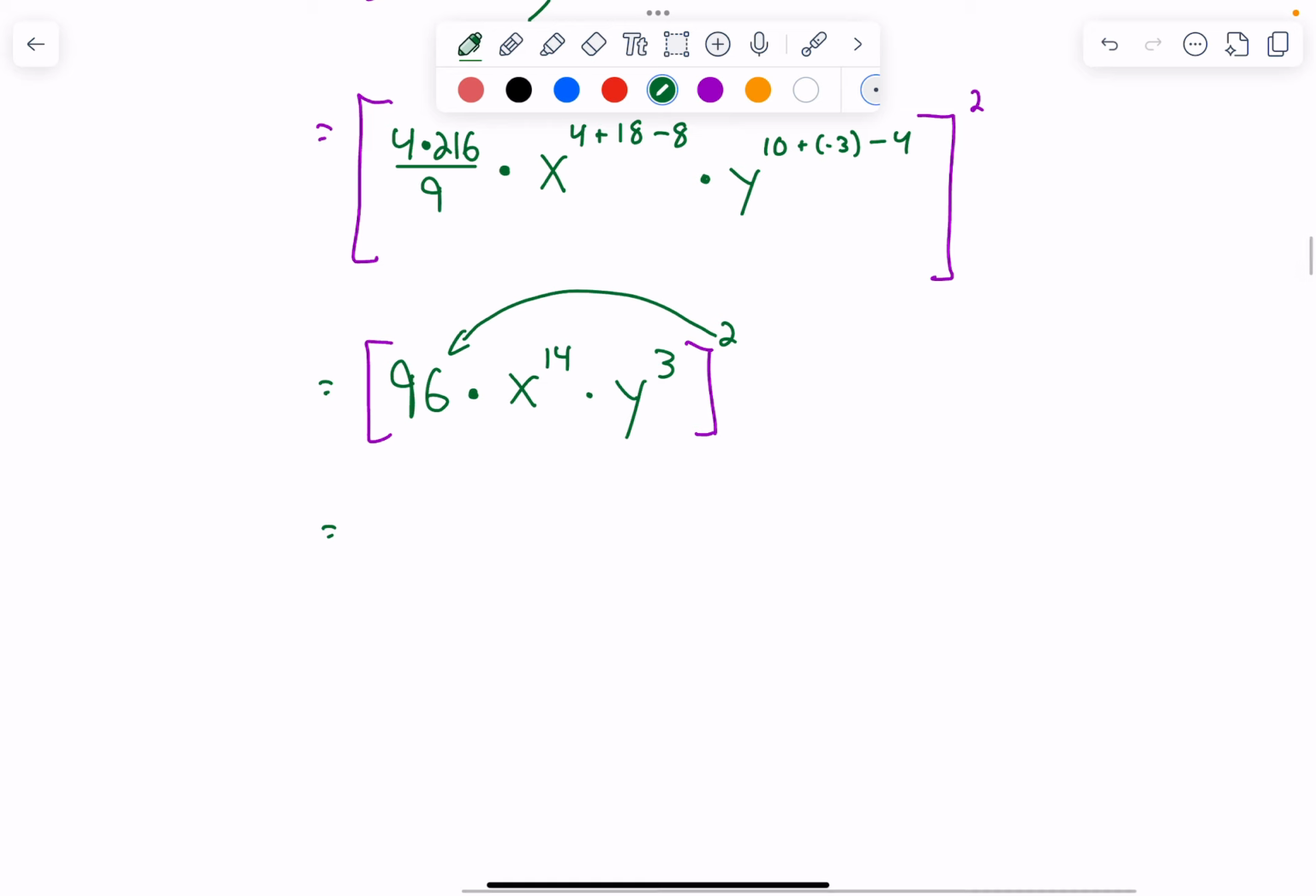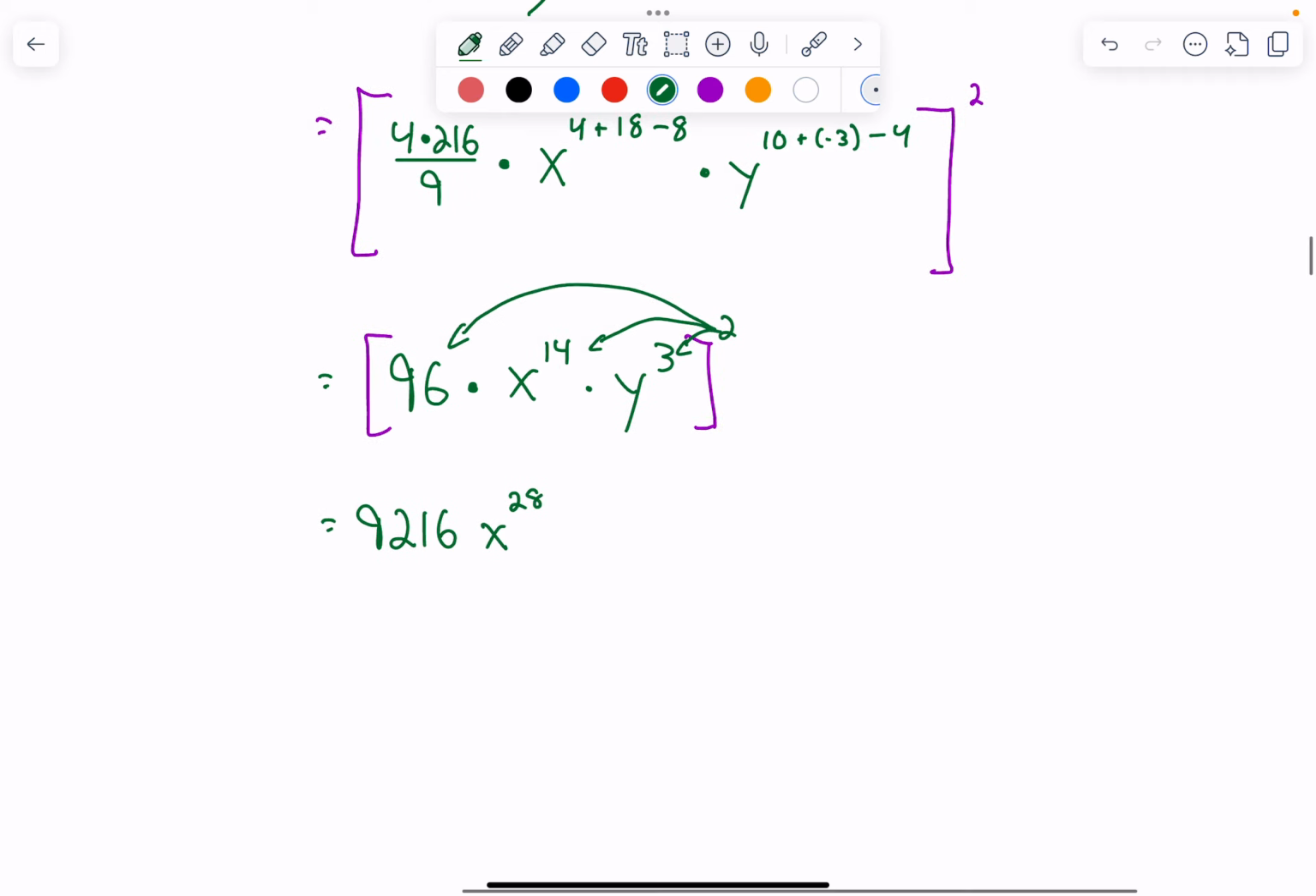So what is 96 squared? 96 times 96. 9,216. 2 times that x to the 14, well, that's x to the 28. And then 2 times that y to the 3, that's y to the 6. And there we go. There is your final answer.